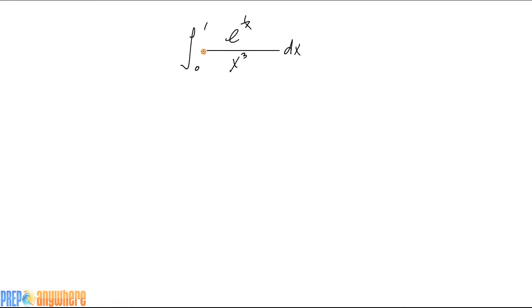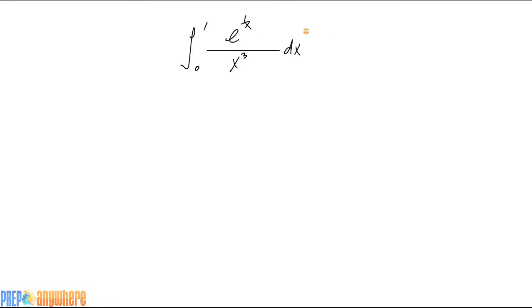Okay, integration from 0 to 1, e to the power of 1 over x cubed dx. Now this is still an improper integral because we're starting from 0. When you actually plug in 0, it's undefined. You can't divide by 0. Okay, so that's why it's an improper integral. So let's first think about how to integrate this, how to find the antiderivative of this.